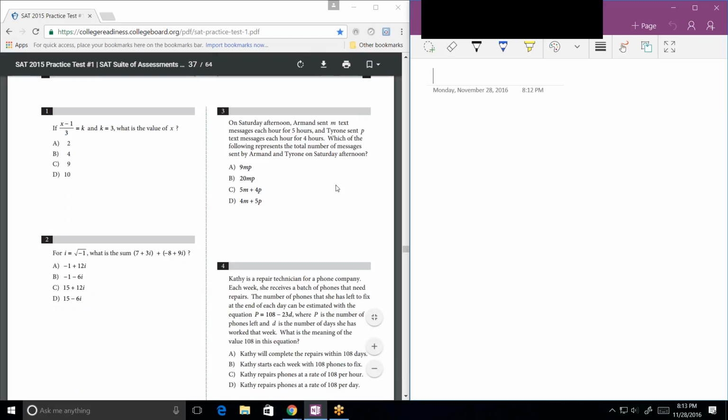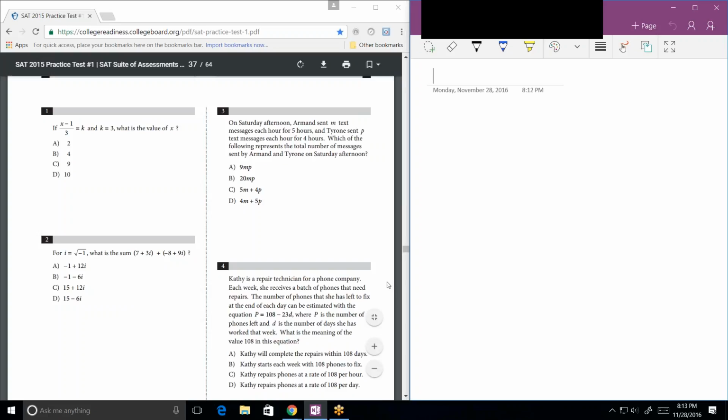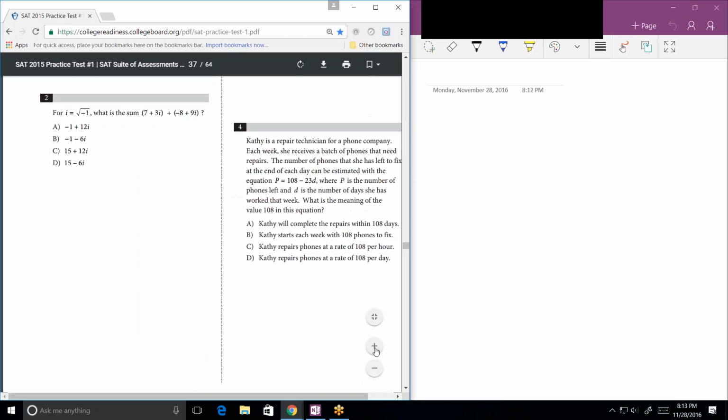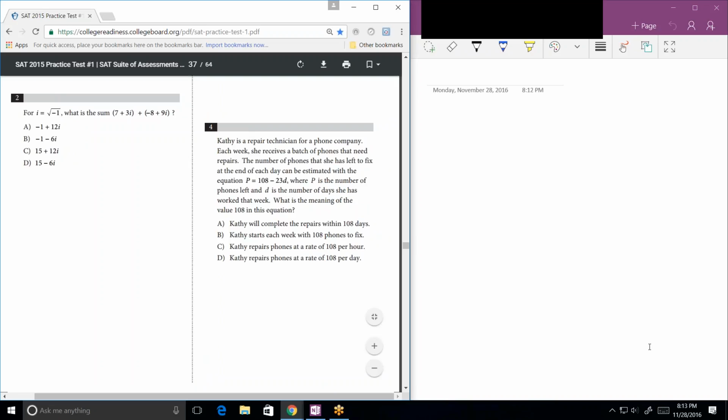How about number 3? Would it just be 5m plus 4p? Cool. Number 4. You know what? Let me just blow that up a hair. It's got to be a little tough to read there. That should make it better. No worries.